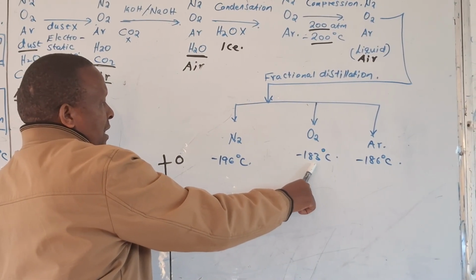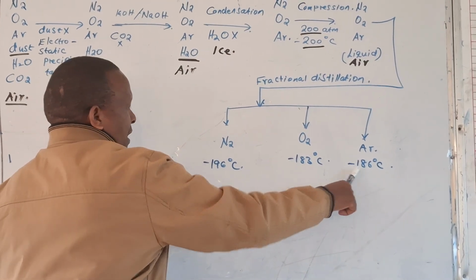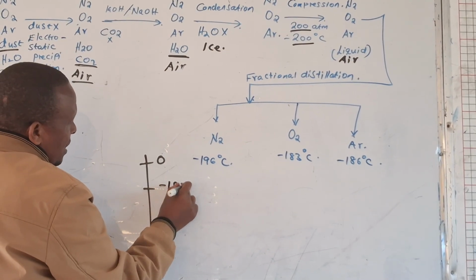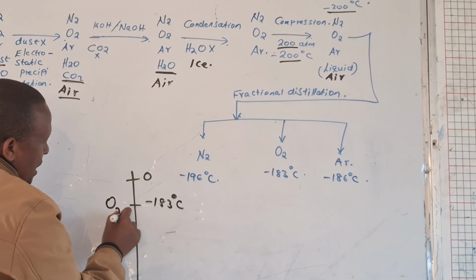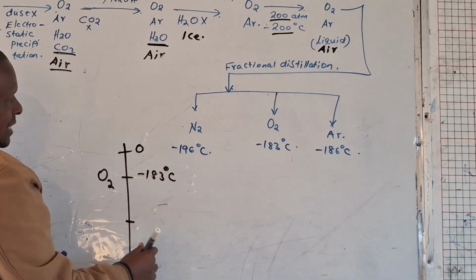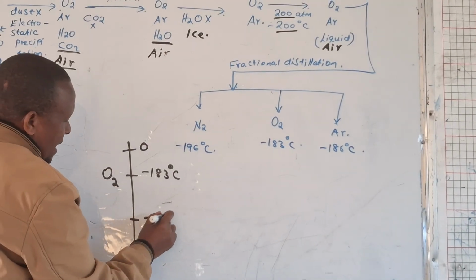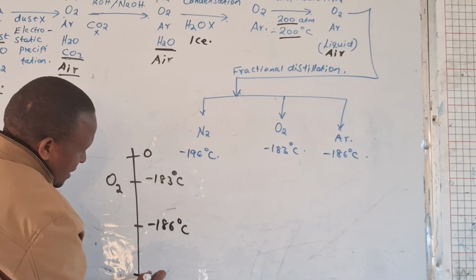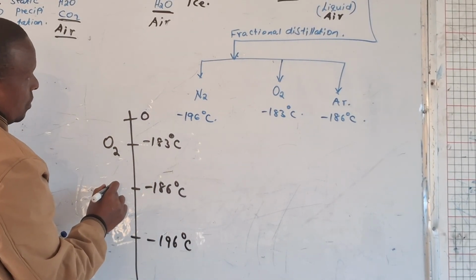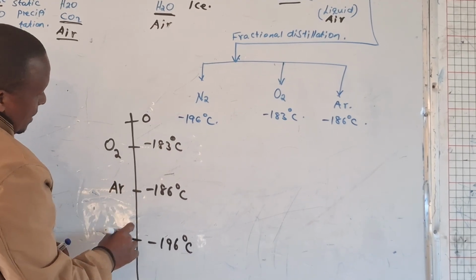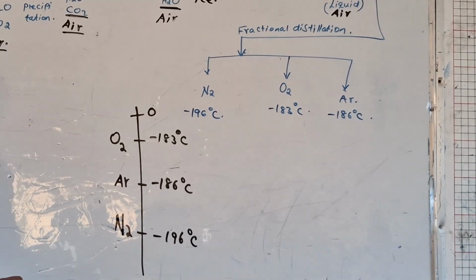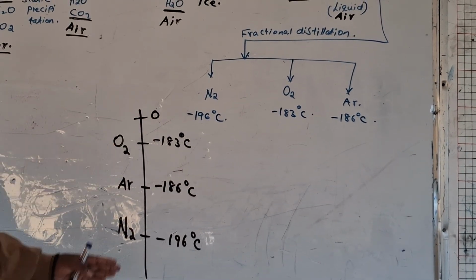Is it negative 183 or negative 196 or negative 186? Which one? Negative 183. So at negative 183 degrees Celsius, oxygen will come out. Okay? What about argon? It will be the second. And which one will be the last? Nitrogen. So this is negative 186 degrees Celsius, and here is negative 196 degrees Celsius. 186 belongs to argon, and 196 belongs to nitrogen.